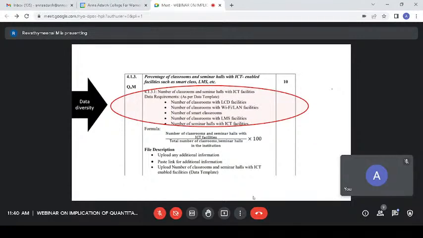Now you're able to see, they're not just asking how many LCDs are present. No, they're asking how much of it is LCD, Wi-Fi, smart classrooms. It's quite possible that every college will be having these different facilities at different places. So data is first going to be generated.